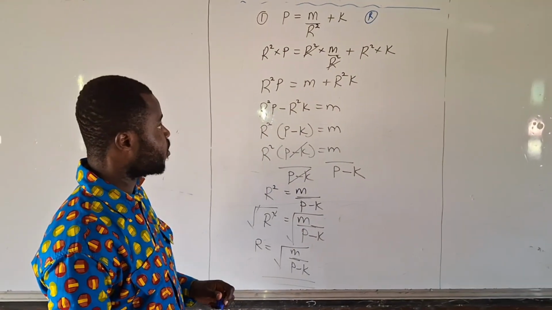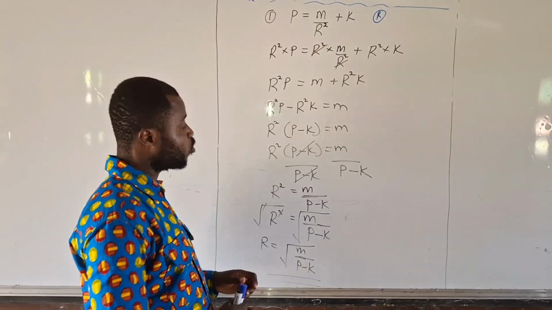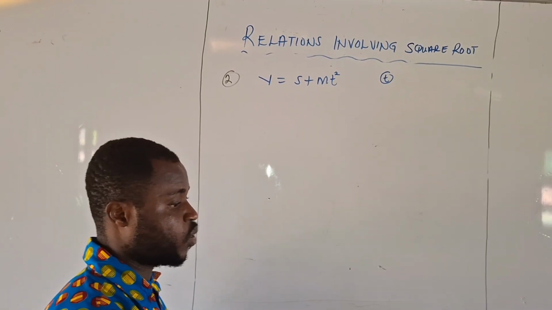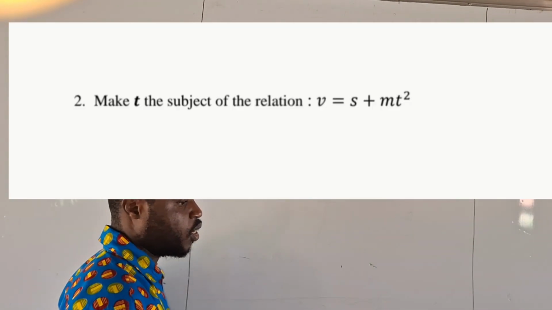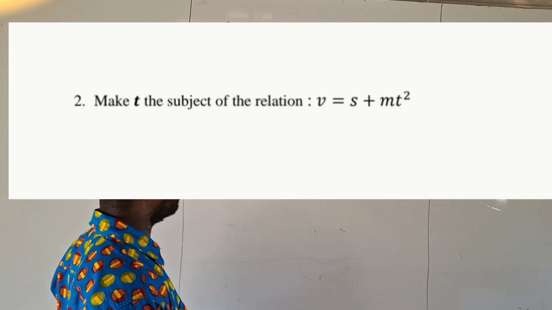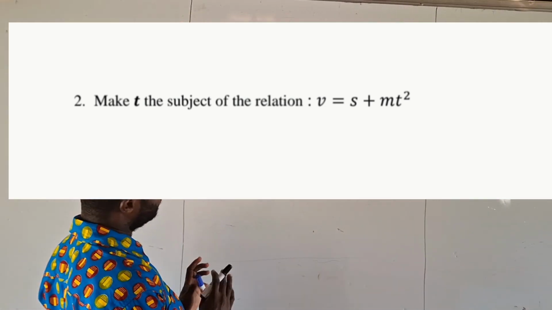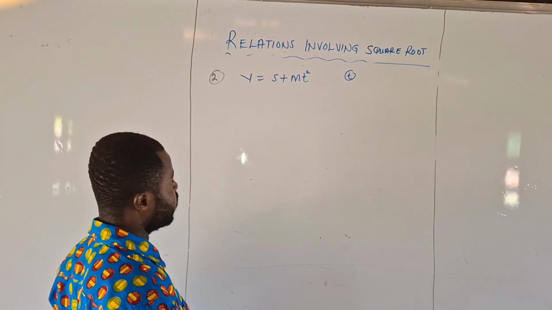Now let's take another question involving square root or square. In this question, we have to make T the subject in the relation V is equal to S plus MT squared. So we are making T the subject. And you can see the T has a square.